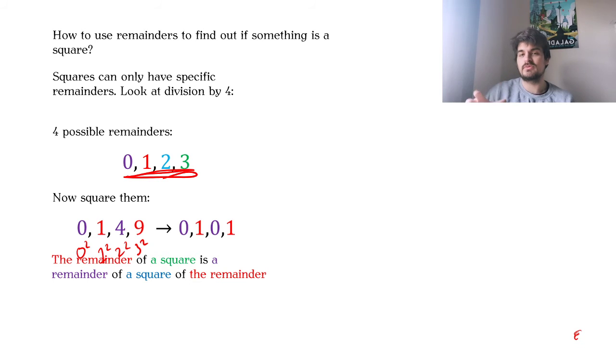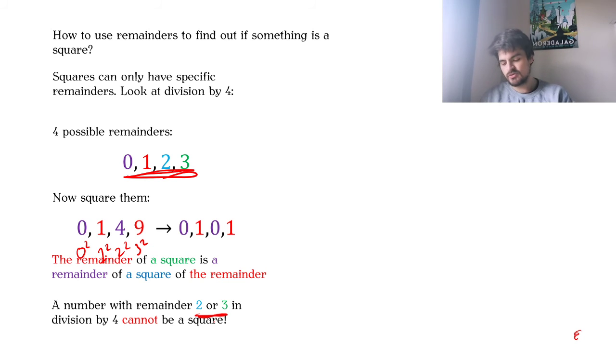So instead of squaring first and then calculating the remainder, we can calculate the remainder first, then square, then calculate the remainder again. This points to what I just said: the only possible remainders are 0 and 1. That means a number with a remainder 2 or 3 in division by 4 cannot be a square. So sometimes, if you wonder whether a number can be a square, it is useful to look at division by 4 and find out if its remainder is 2 or 3. If it is, then it cannot be a square.